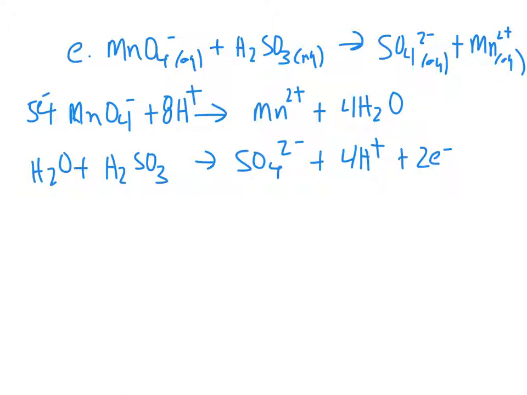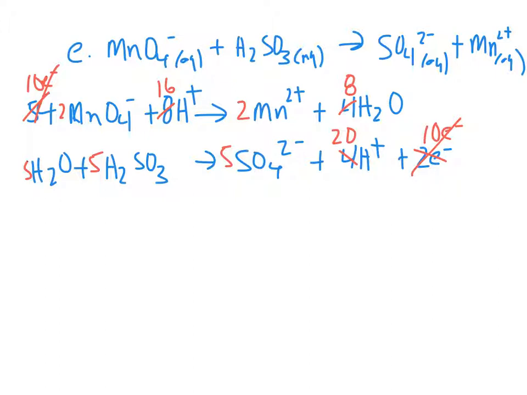So I'm going to multiply the first reaction by 2. So this is going to become 10 electrons. It's going to become 2MnO4-, 16H+, 2Mn2+, and 8H2O. The second equation I'm going to multiply by 5 for a total of 5H2O, 5H2SO3, 5 sulfate, 20H+, and 10 electrons. And again, I'm going to be able to cancel. The electrons always need to cancel. That's how I know my redox is set up correctly.